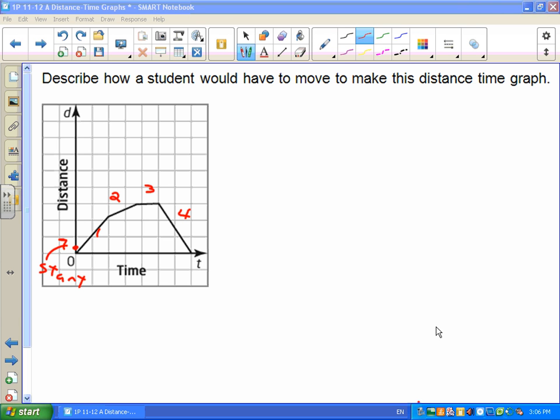So look at the starting point. Are they starting close to the detector or far away from it? What do we think? Close or far? Close. Yeah, so we'll say they start close to the detector.